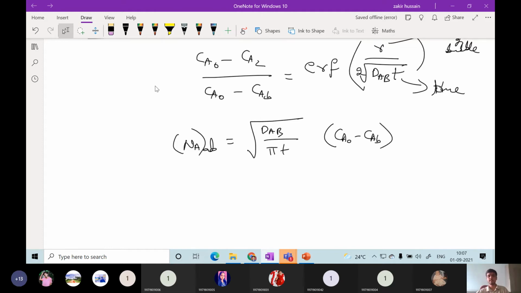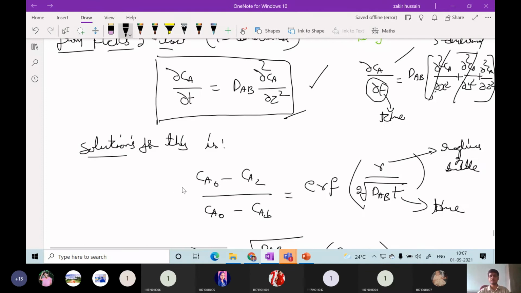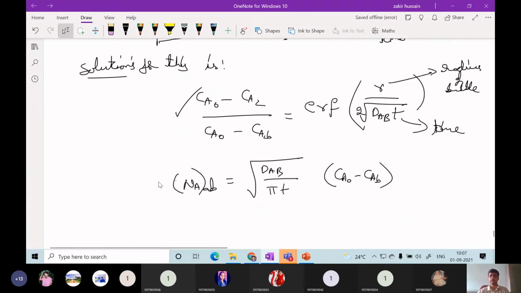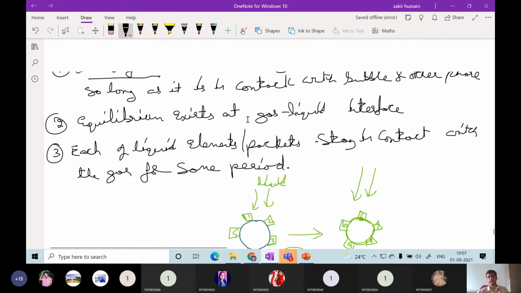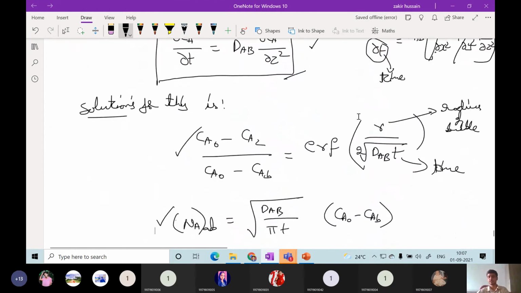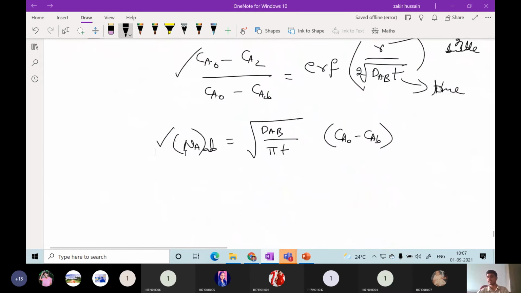These three formulas you have to remember. This is Fick's second law of diffusion, this is the solution for that equation, and finally we incorporate it into our flux equation. Whenever they ask you to explain in detail about the film theory or the penetration theory in particular, you have to write all this: explanation, assumptions, draw this figure, Fick's second law of diffusion, solution for this equation, and finally the flux equation. If they are asking about all the theories, you have to write all the theories together.